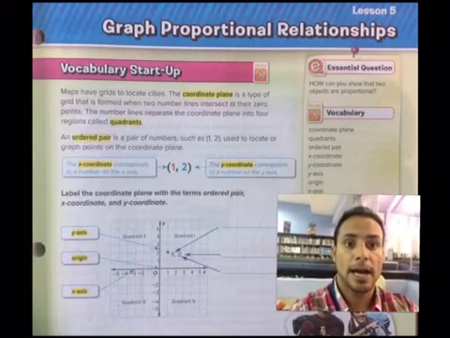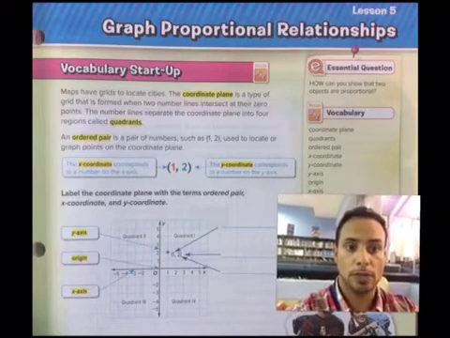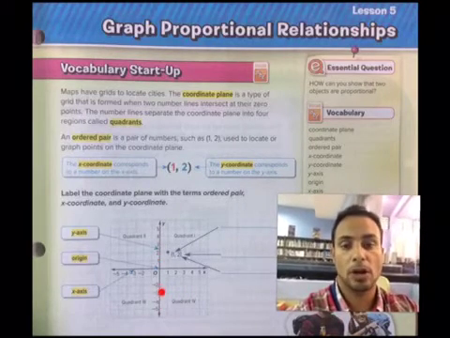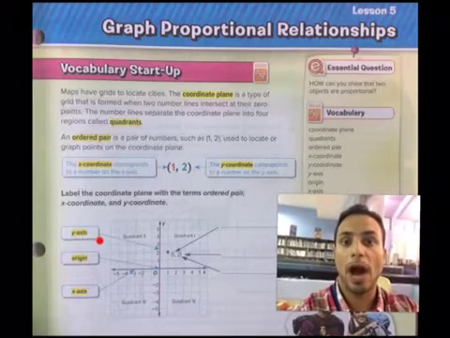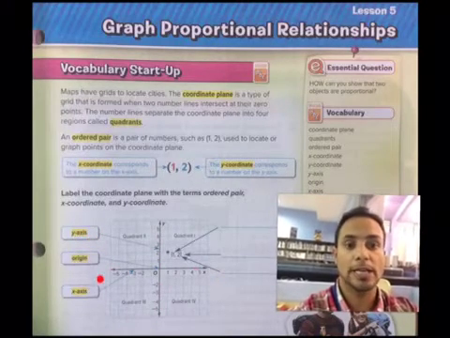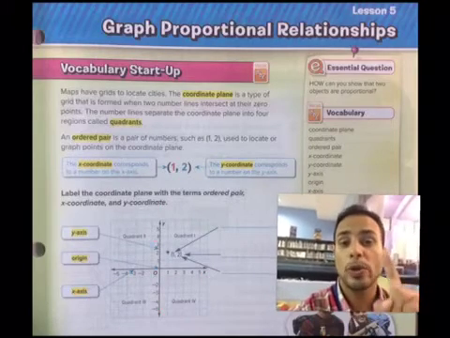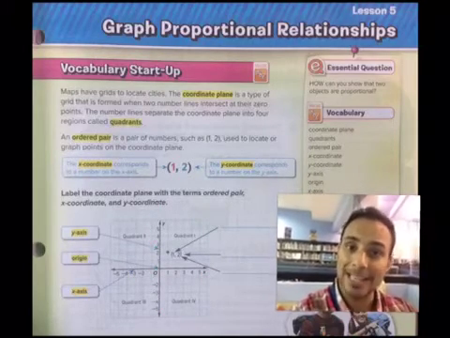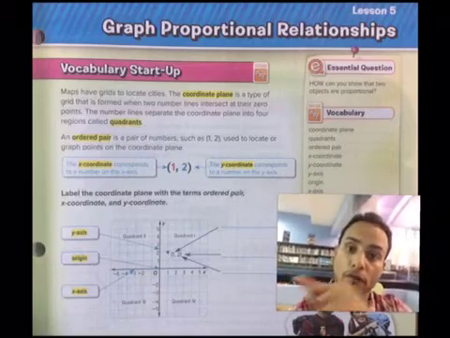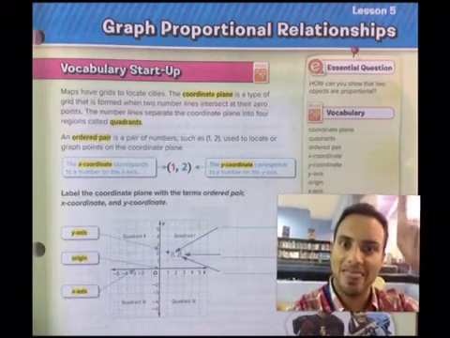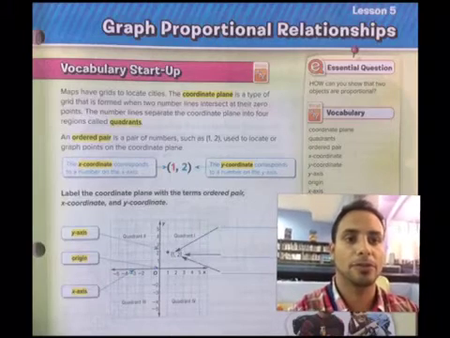So we have the quadrants: quadrant 1, 2, 3, and 4, and then the vertical line is called the y-axis, and the horizontal line is called the x-axis. Don't forget the x-axis, y-axis. We always go on the x-axis first, and then the y. We go horizontal, and then vertical. I said that wrong at first.